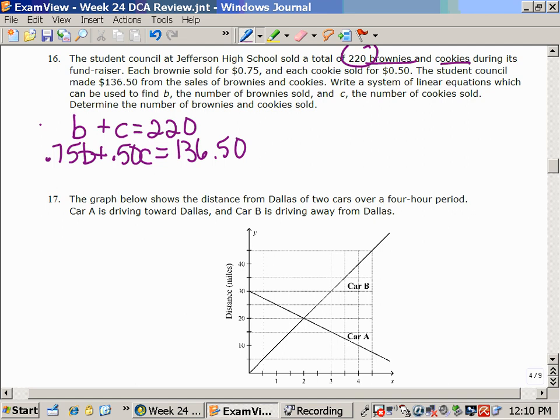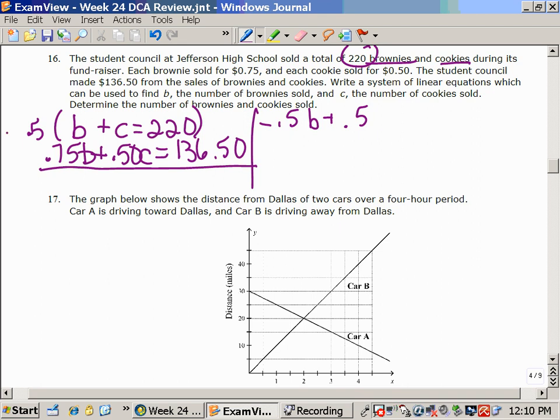Now this is set up for elimination. For elimination, I need to make the B's or the C's cancel. If it's okay with you, I would like to go for the C's because it's a 0.5 and that just seems easier to me. So I'm going to multiply everybody on my top line by 0.50. That's going to give me negative 0.5b plus 0.5, whoops.